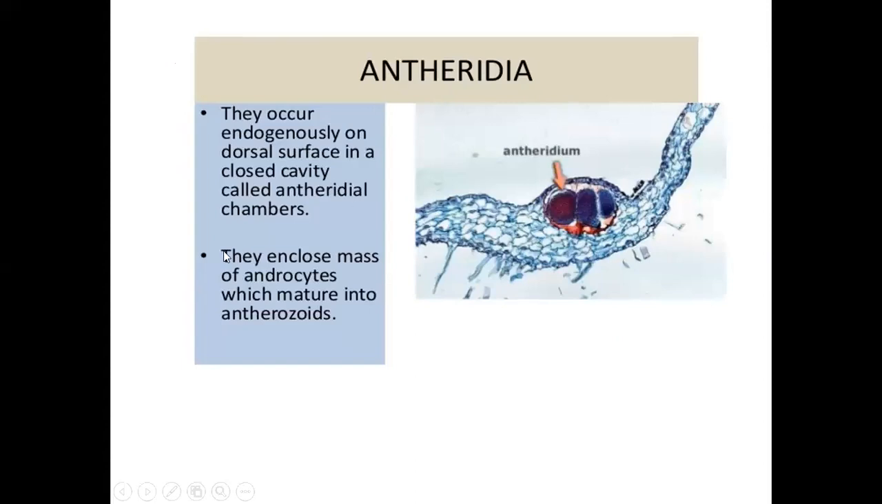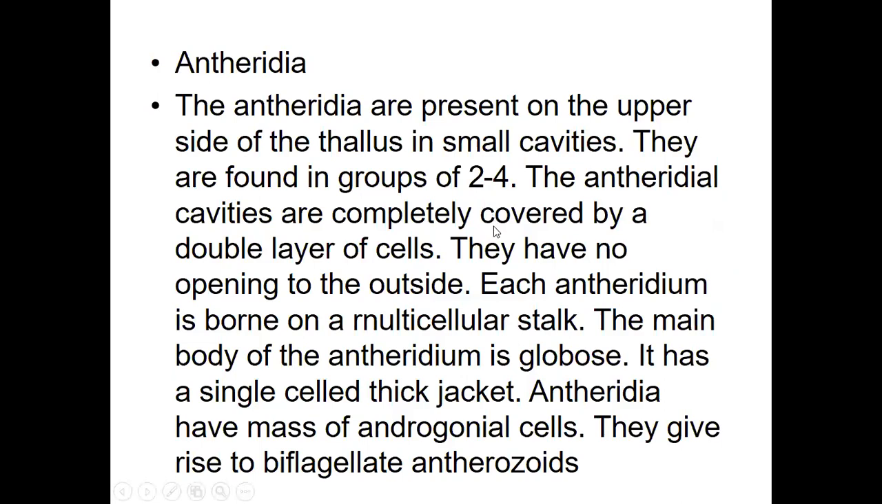They are always developed on the dorsal surface of the thallus, and these are developed in a closed cavity, which is called the antheridial chamber or antheridial cavity. Another important point: each antheridial chamber consists of a pair, that is 2 or 4 antheridia, not more than that. Generally we can see the presence of 2 antheridia only in each antheridial chamber.